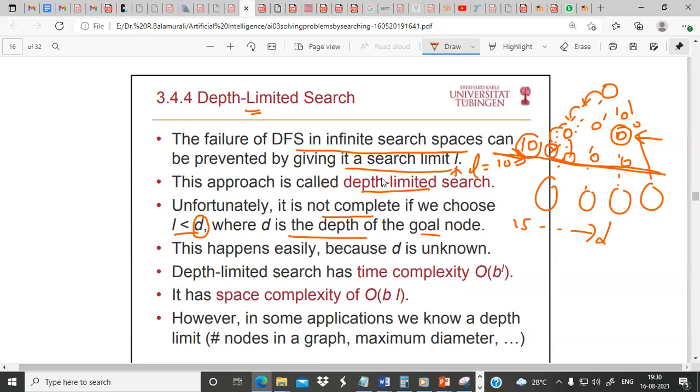Its time complexity is order of b to the power L. It's not order of b to the power d, because now we are limiting the search to level L. Space complexity is order of bL, because everything is limited to depth L. In normal depth first search, time complexity is order of b to the power d, because d is the depth at which the solution is available, and space complexity is order of bm. But here we are limiting our search to depth L, so time complexity is order of b to the power L, and space complexity is order of bL.